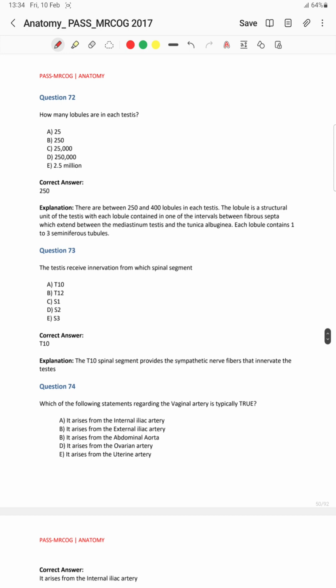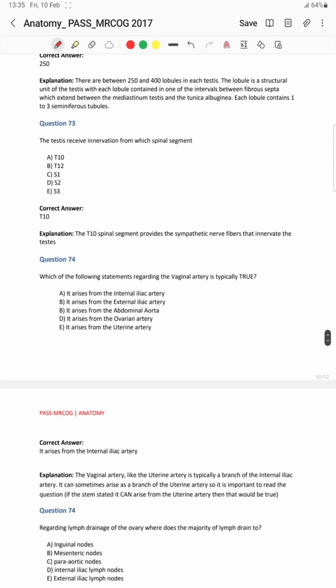Question number 72. How many lobules are there in the testes? There are 250 to 400 lobules in each testis. The lobule is a structural unit of the testis, and each lobule lies in the interval between the fibrous septa, which extend between the mediastinum testis and the tunica albuginea, and each lobule contains 1 to 3 seminiferous tubules.